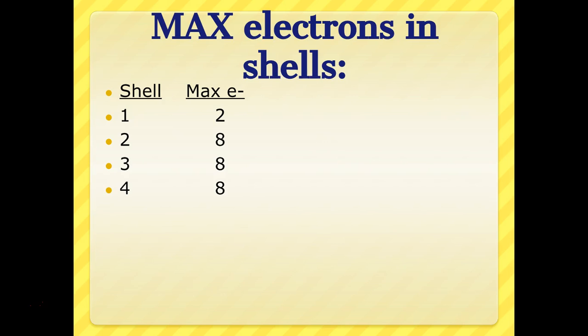So there is a maximum number of electrons each shell can hold. In the first shell, the maximum number of electrons we can have is 2. In the second shell, we can have 8. In the third shell, we can have 8. In the fourth shell, we can have 8.